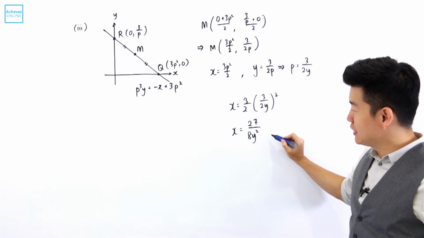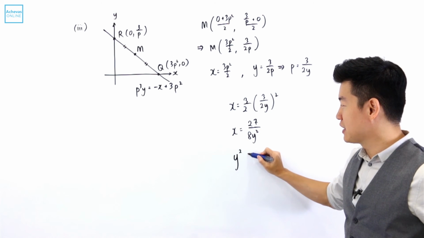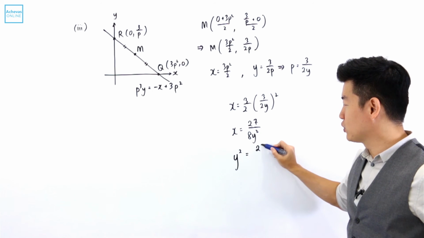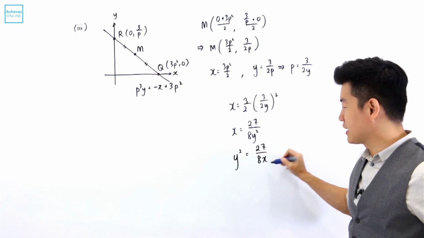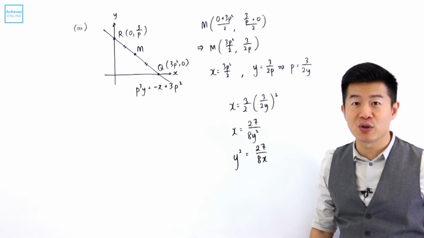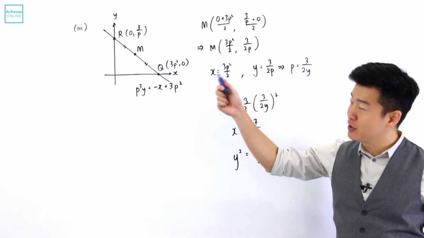Actually, this is already the Cartesian equation, or you can also rewrite it as y squared is equal to 27 over 8x. So this is going to be the Cartesian equation of the locus of the midpoint of QR.